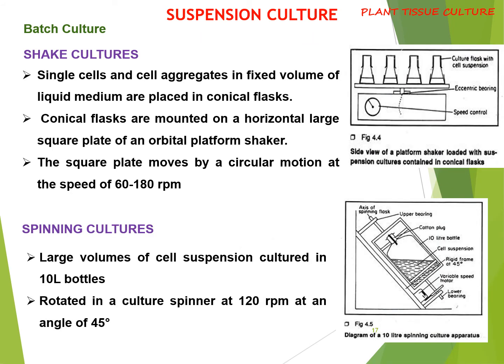The shaker type batch cultures. These are the most common type of cultures that we see in a lab. Here, single cells or aggregates of cells are inoculated in a fixed volume of nutrient media in the conical flask and made to rotate in an orbital platform shaker.